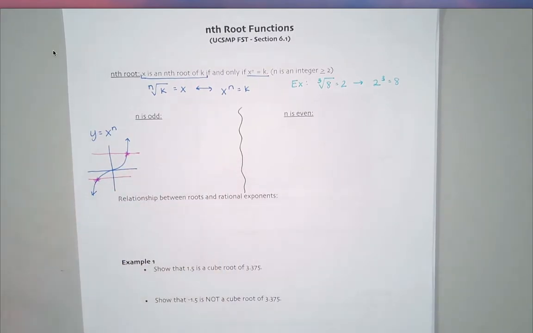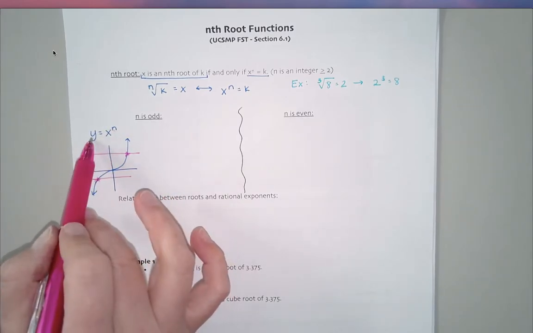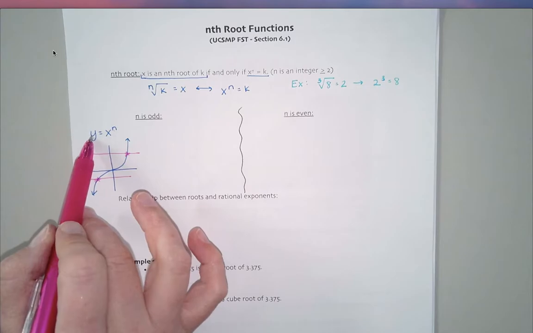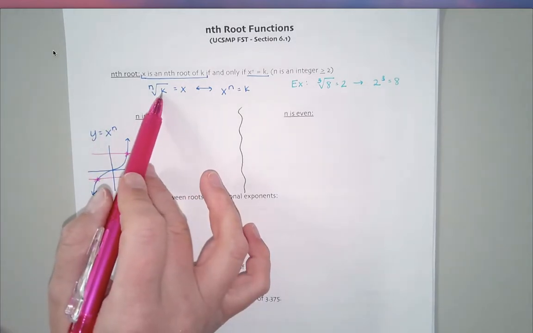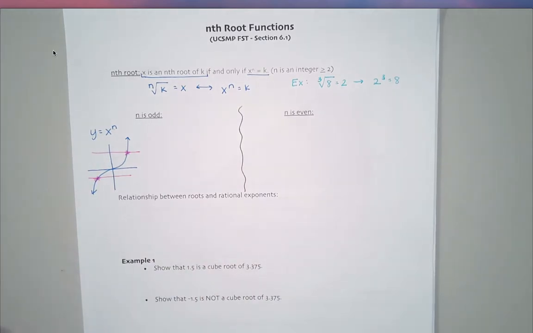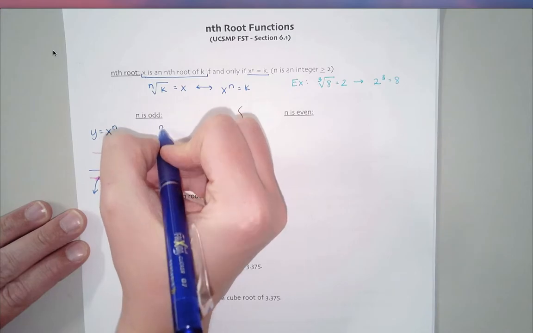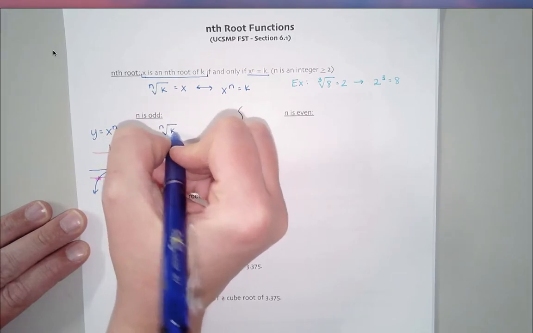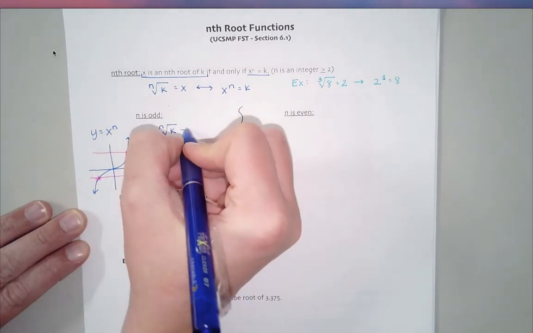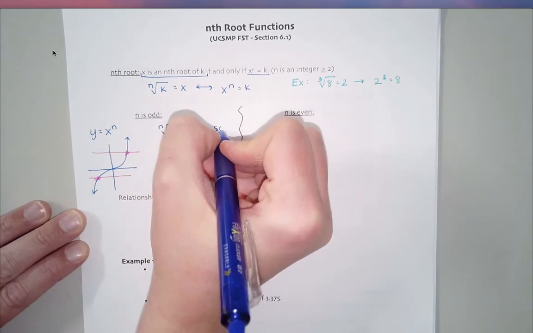So anytime I have an odd exponent here, and I'm looking for a specific value of y, or the root of whatever that k value is, I'm always going to have one answer. So if I'm doing the nth root of k, like what's written above, this will always have one solution. Always.